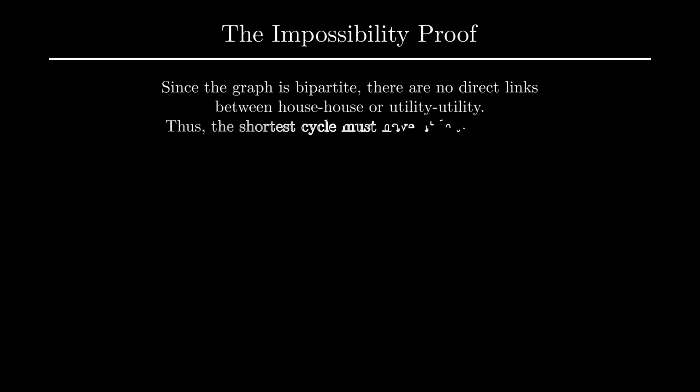Since this is a bipartite graph, there are no direct connections between houses, or between utilities. This means any closed loop, or cycle, must have at least 4 steps. Therefore, every face must be bounded by at least 4 edges. Since each edge is shared by at least 2 faces, we get the fundamental inequality: 2 times E must be greater than or equal to 4 times F.